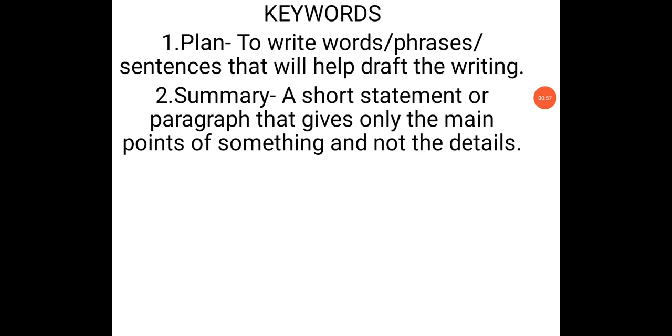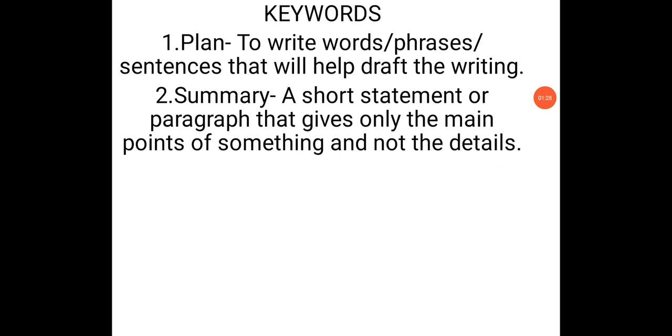So what is a plan? To write words, phrases, sentences that will help draft the writing, that we call a plan. Next one, summary: a short statement or paragraph that gives only the main points of something and not the details, that we call a summary. I hope these keywords are clear to you.